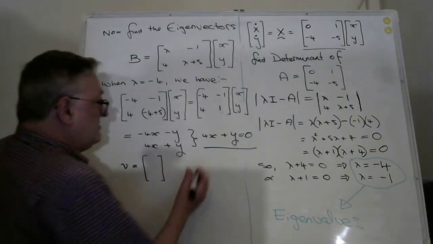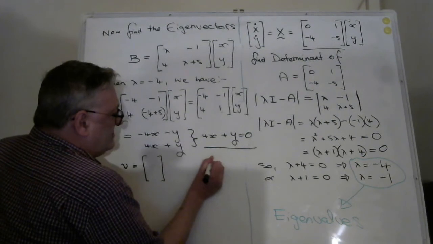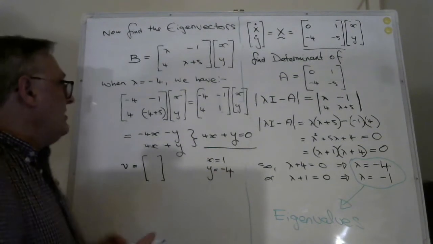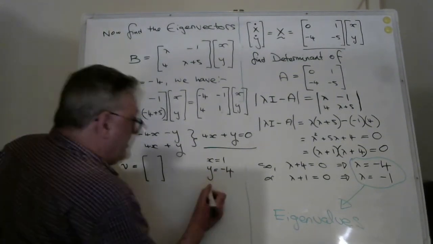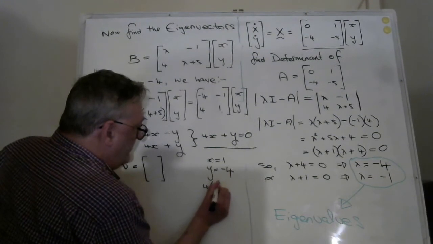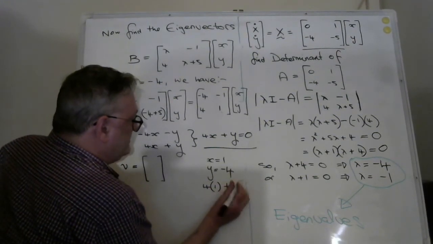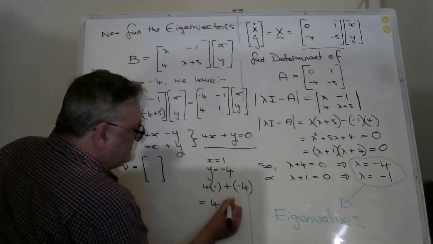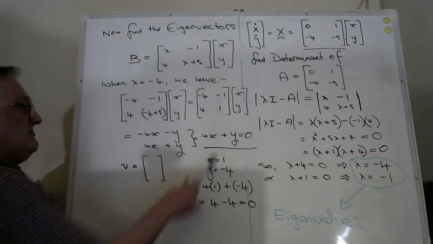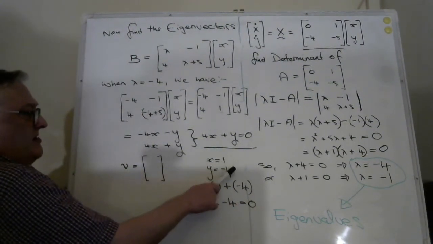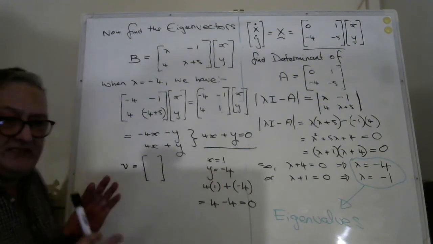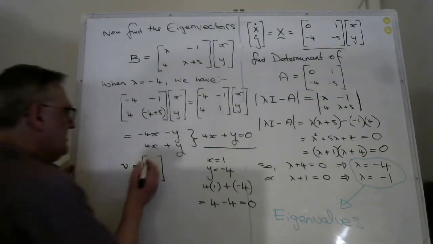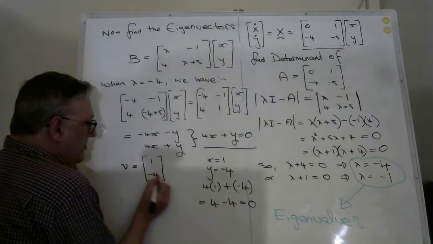But the simplest ones would be to choose x equals 1 and y equals -4. Why? Well, because 4 times 1 plus a -4 is just 4 minus 4, which is 0. So do you see why I've chosen x to be 1 and y to be -4? This is just one of an infinite number of eigenvectors. So we've got 1 and -4.